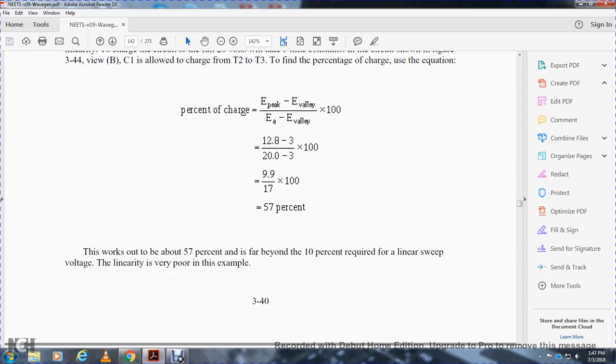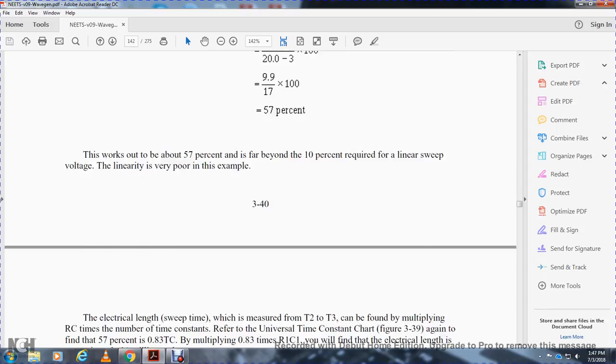The voltage linearity is very poor in this example.